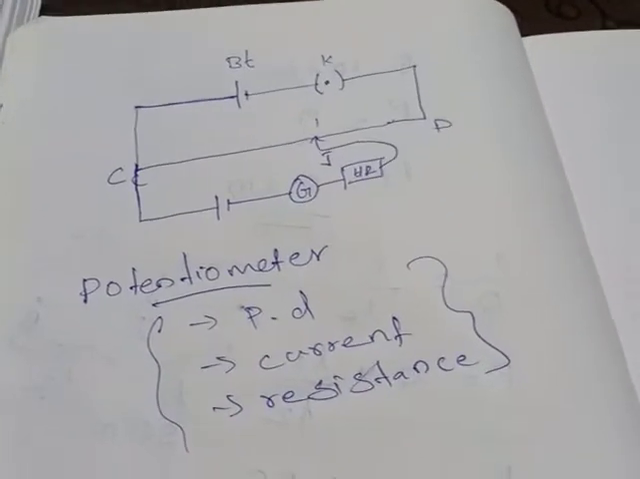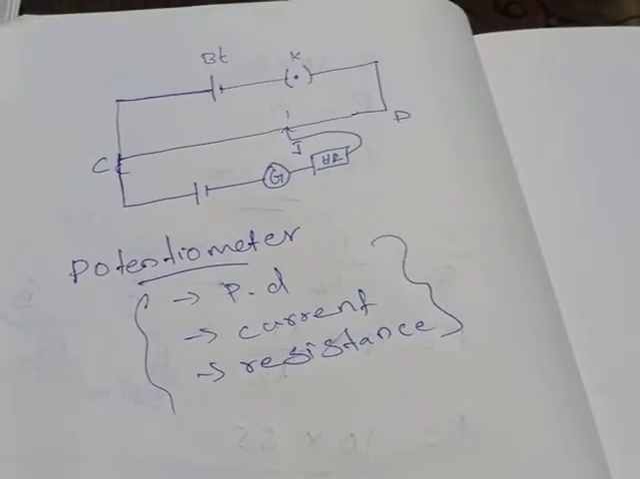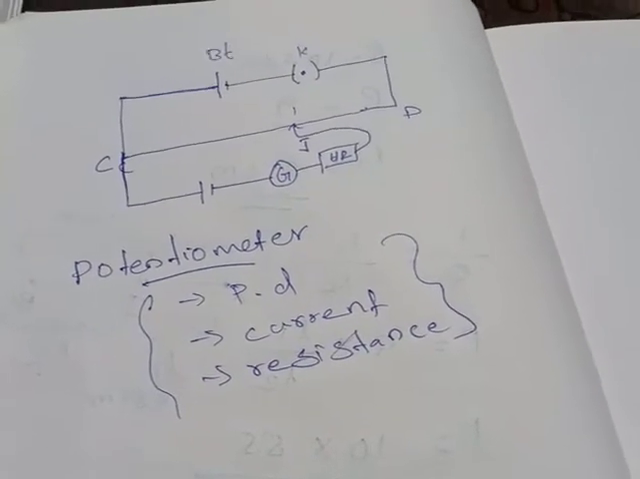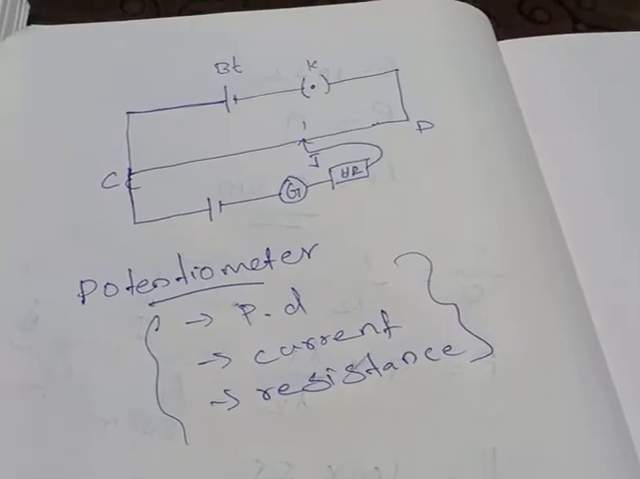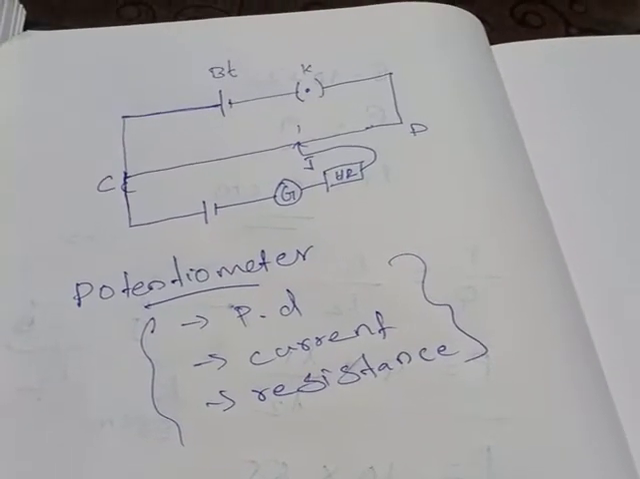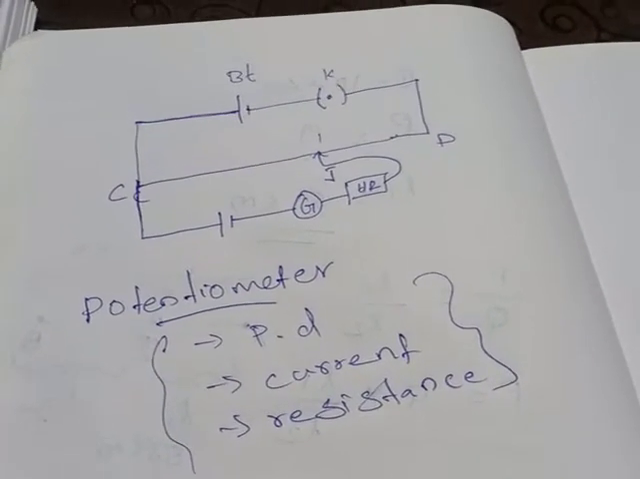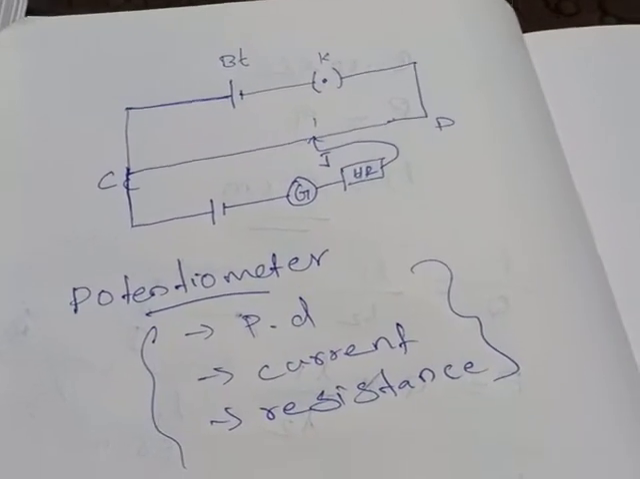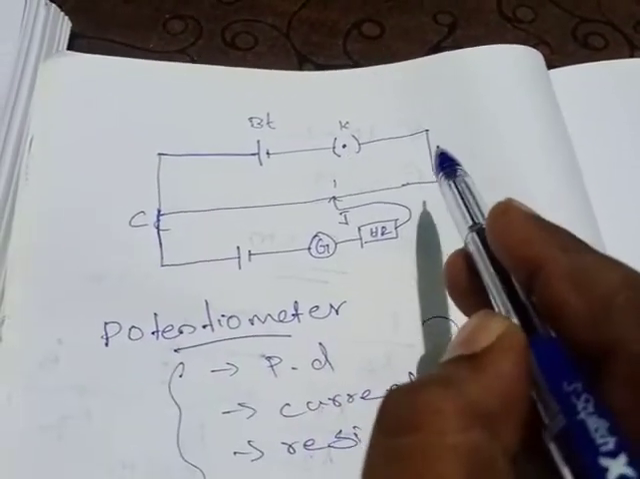Easily you can measure the potential difference between two points by using this potentiometer. Current you can measure accurately, resistance you can measure accurately, and how it is constructed, that is the next thing we are going to see. Actually, you can see that the diagram looks like a meter bridge only, isn't it? So here only half of the diagram is given.